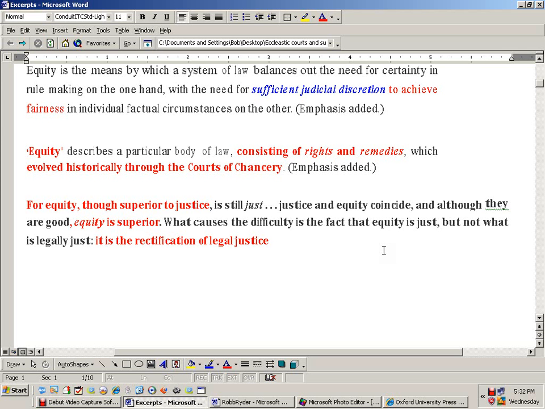What causes the difficulty is the fact that equity is just, but not what is legally just. It is the rectification of legal justice. What's legally just is for the guy who holds the title to say he's the owner. Right? Doesn't matter if he got it by fraud. If he has it, he's the owner. That's what the law says. You have the title, you're the owner. Well, if you got it by fraud, you need to go to the Court of Equity, or excuse me, the Court of Chancery, which is a court of equity, and have them bring in the record to see who is actually the owner.